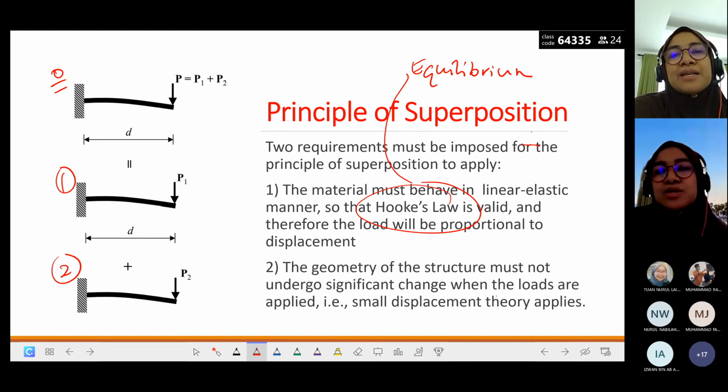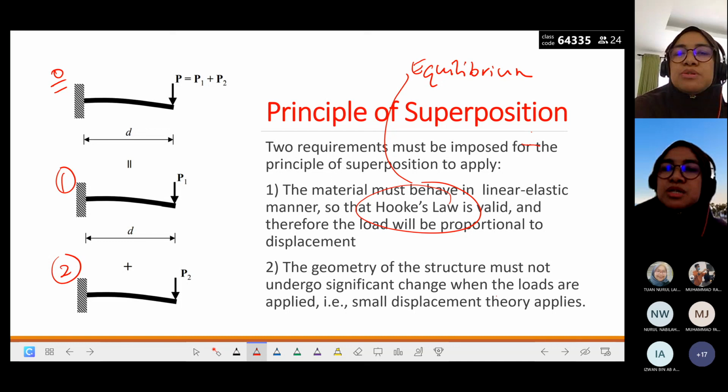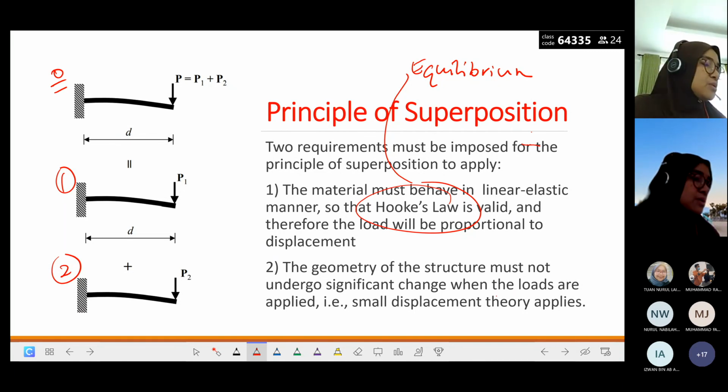We will apply this principle of superposition as well in the moment distribution method topic. And the principle of superposition is not only applied under structural analysis; it may be applied to other divisions under civil engineering. Okay, so let's move on.